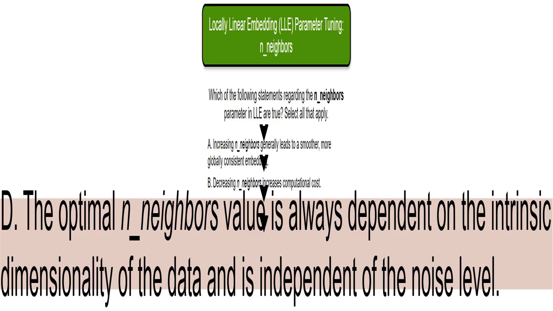This is false. The optimal value depends on both the inherent dimensionality of the data and the amount of noise present. Noise can distort relationships, and a good choice of _n_neighbors will help smooth that out. It is important to experiment to get the right balance for your data.